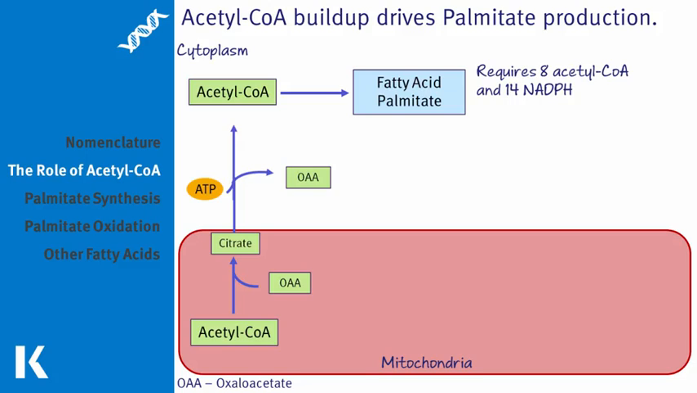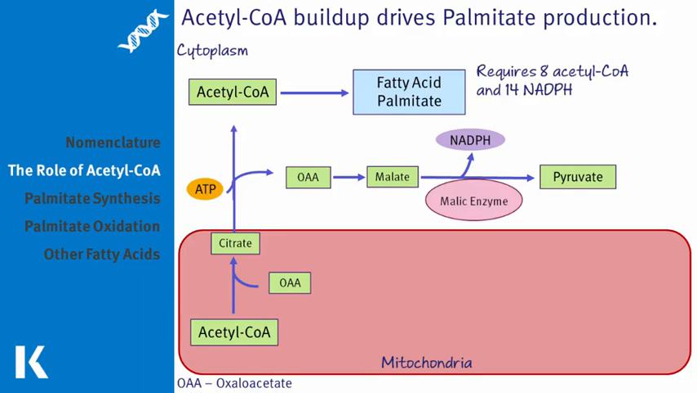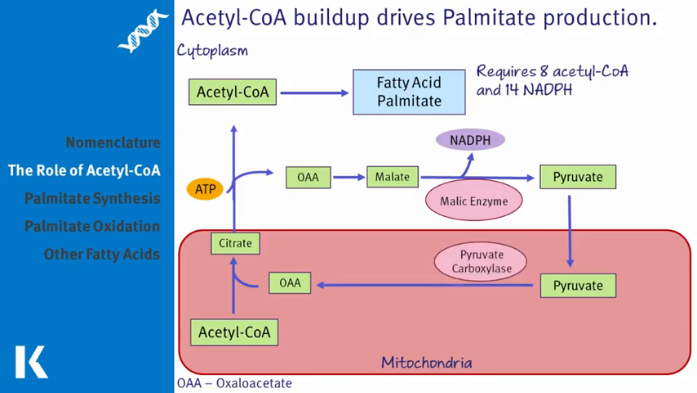But what about the molecule of oxaloacetate? This molecule can be converted to malate, and from malate to pyruvate, producing NADPH via malic enzyme. Pyruvate can then enter the mitochondria and be converted to oxaloacetate by pyruvate carboxylase or to acetyl-CoA by pyruvate dehydrogenase. The acetyl-CoA can then be converted to citrate and sent to the cytoplasm for more fatty acid synthesis.